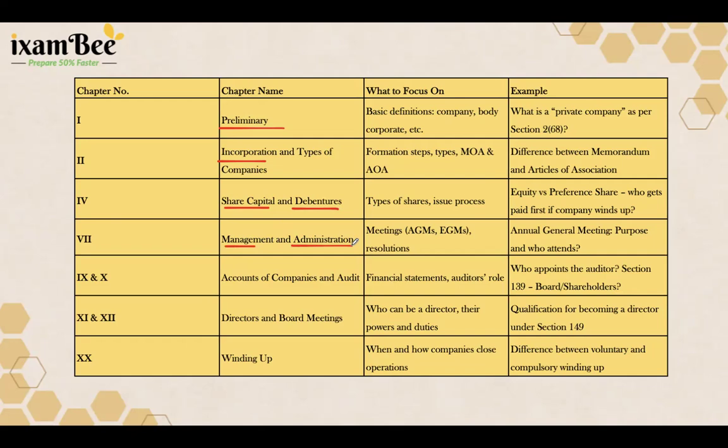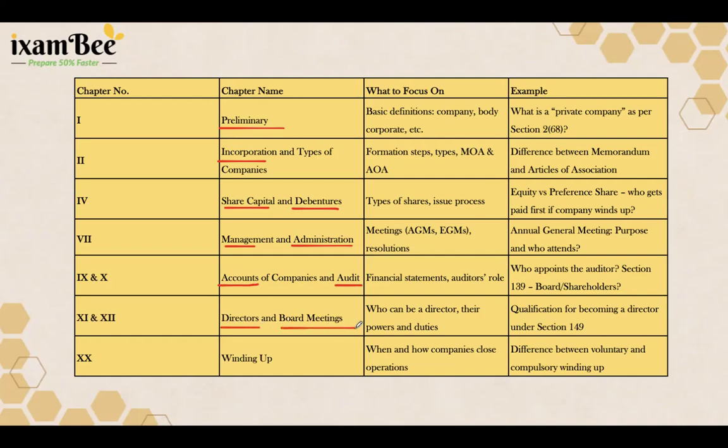Then you move on to chapter 7, which deals with management as well as administration. This chapter deals with how companies are managed and specifically the types of meetings held, such as your annual general meetings, your extraordinary general meetings, and the kinds of resolutions which are passed therein. So you must understand when these meetings are held, who attends them, and what kind of decisions are made, right? Then you have chapters 9 and 10, which deal with accounts and audit. Now, these two chapters basically cover the financial aspect: how companies maintain their books, prepare financial statements, and who audits them, right?